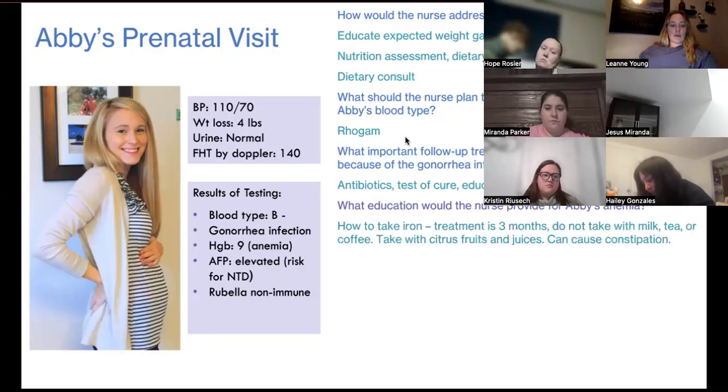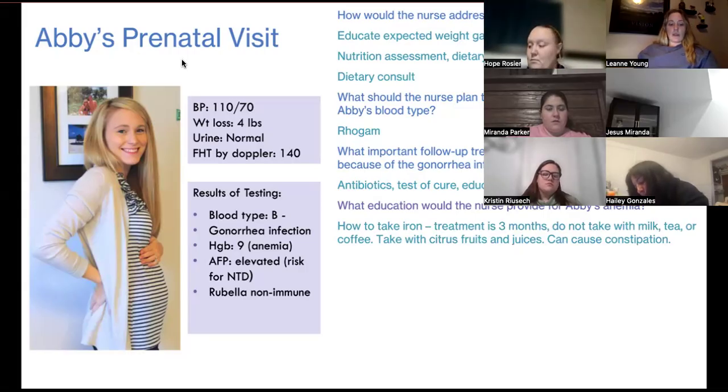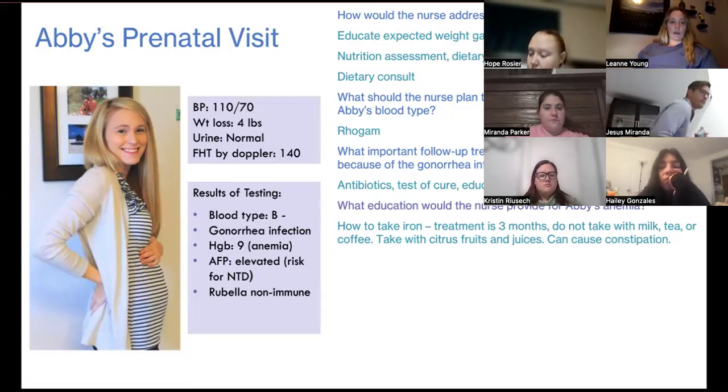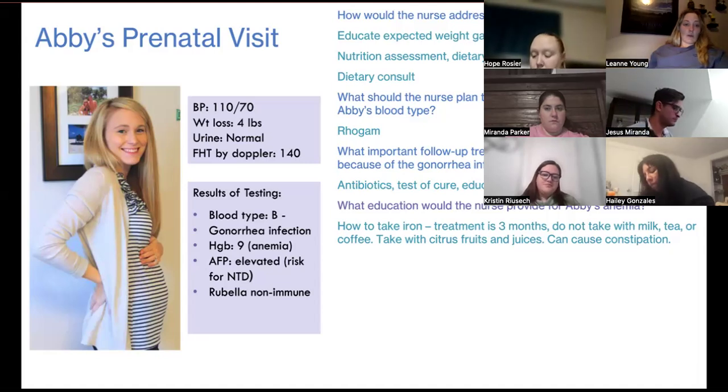The treatment is typically for 3 months. And this is assuming it's an oral replacement. Sometimes if the anemia is really severe, patients will come into the hospital for IV infusion of Venofer, which is just the IV form. And then you don't take it with milk, tea, or coffee. Take it with citrus fruits and juices. And then we educate her on the fact that it can potentially cause her to be constipated. So if that's occurring, then we need to give her a regimented dose of Colace in the evening and then in the morning. Okay.